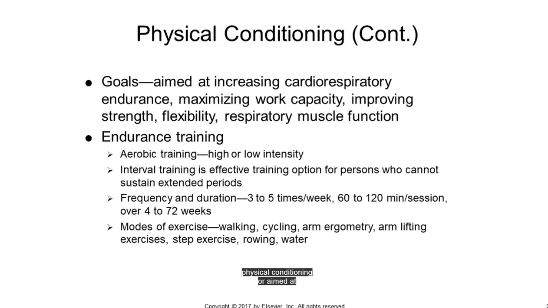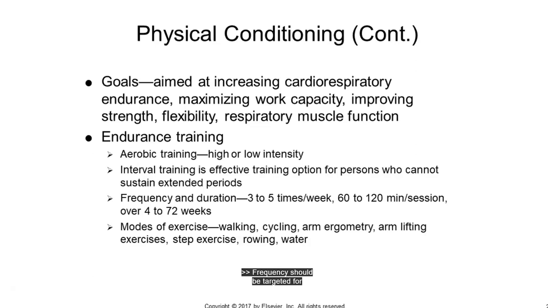The goals of physical conditioning are aimed at increasing cardiorespiratory endurance, maximizing work capacity, and improving strength, flexibility, and respiratory muscle function. Endurance training should incorporate a target frequency and duration of exercise, a mode of exercise such as walking, cycling, arm ergometry, arm lifting exercises, step exercise, rowing, swimming, water or land-modified aerobics, and seated aerobics. Proper warm-up and cool-down should be included with each session.